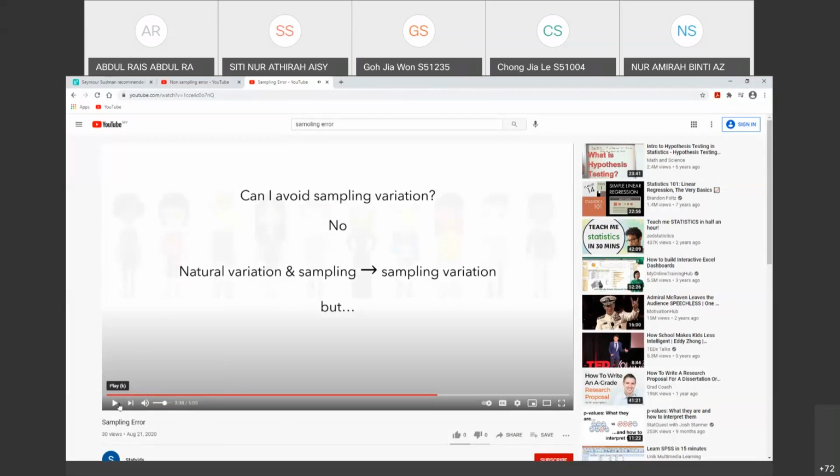So rule dia kata sini, sample error you tak boleh hapuskan. Somewhere somehow akan berlaku juga, but you can reduce it.